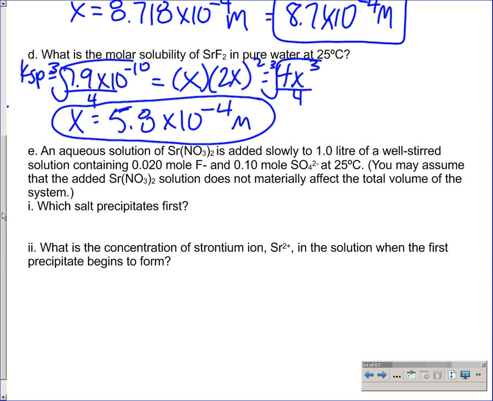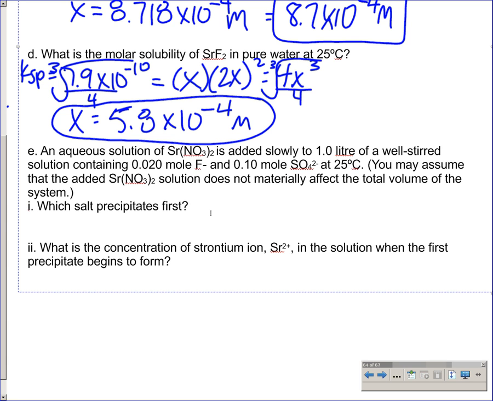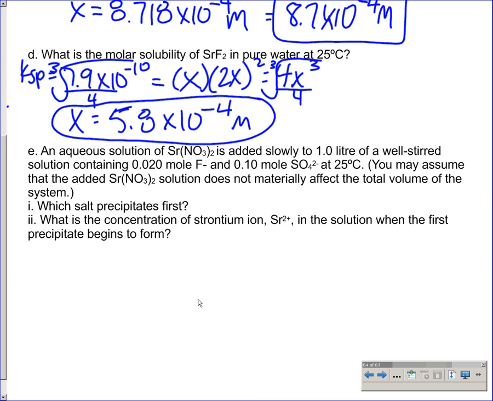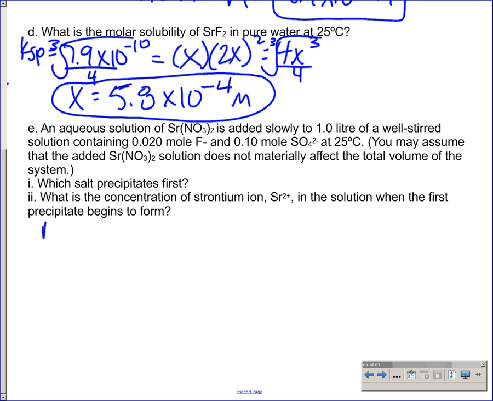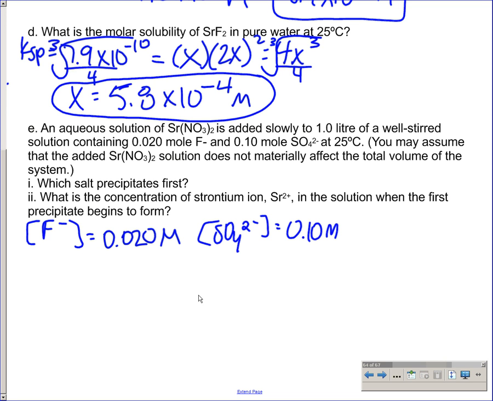Okay, so we have available to us very little information. I need myself some space here. All right, so we have available to us the fluoride ion is what? 0.02 moles per 1 liter, so I know the molarity. I'm just going to go ahead and put molar there because we divide by 1 liter. What else do we have available? Sulfate is 0.10 molar.